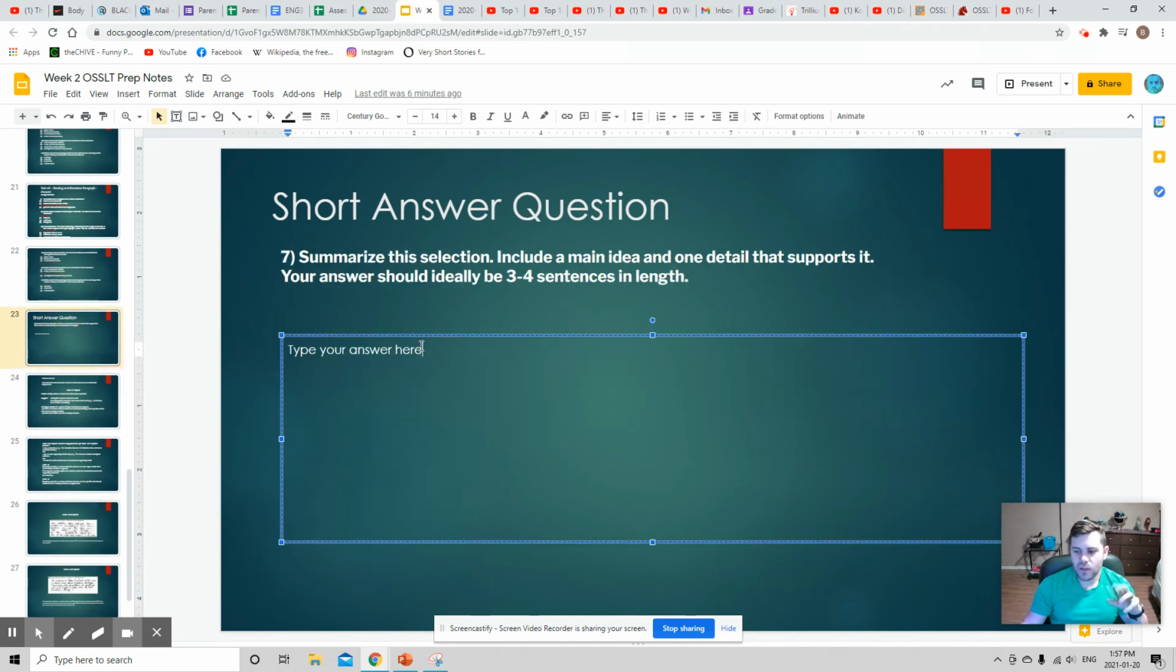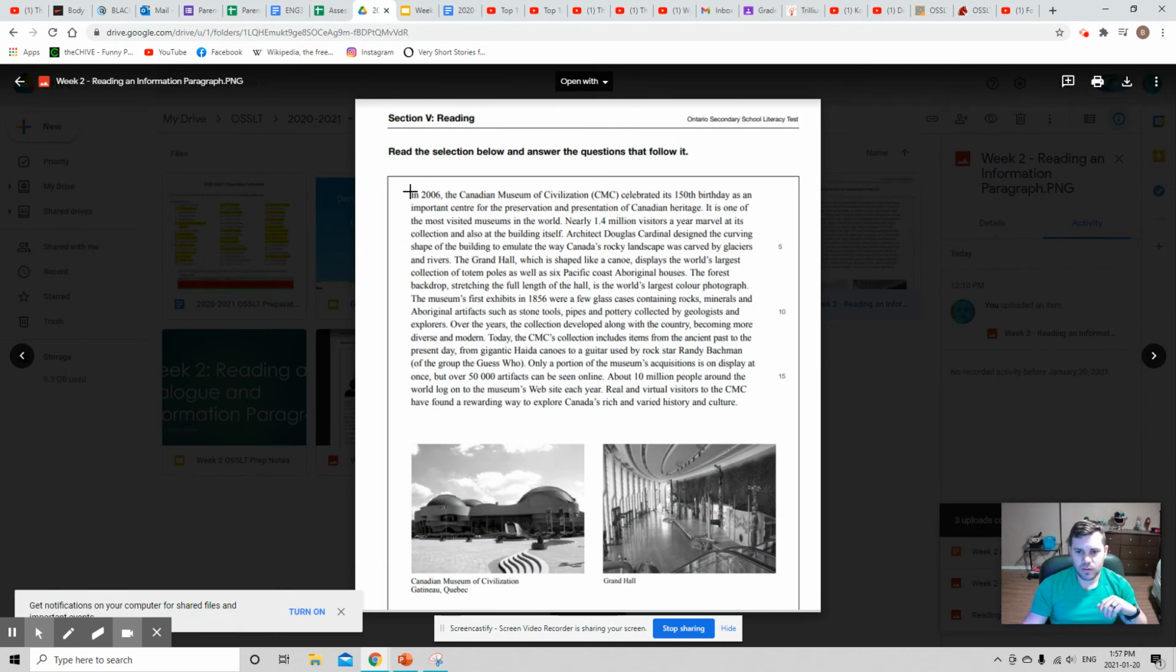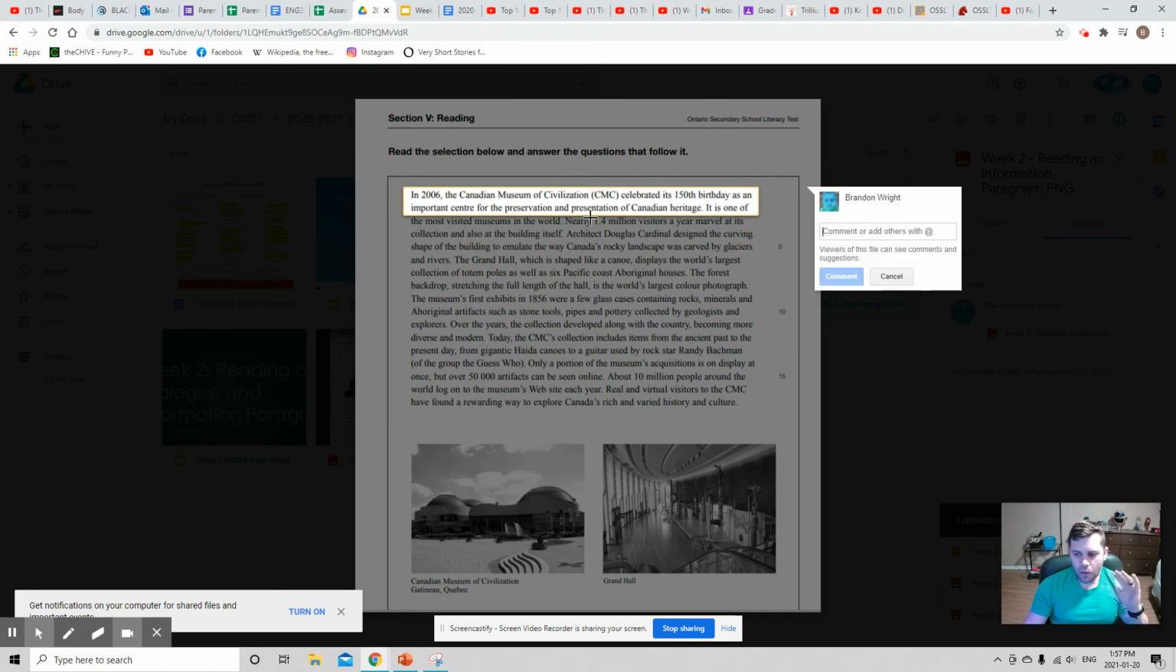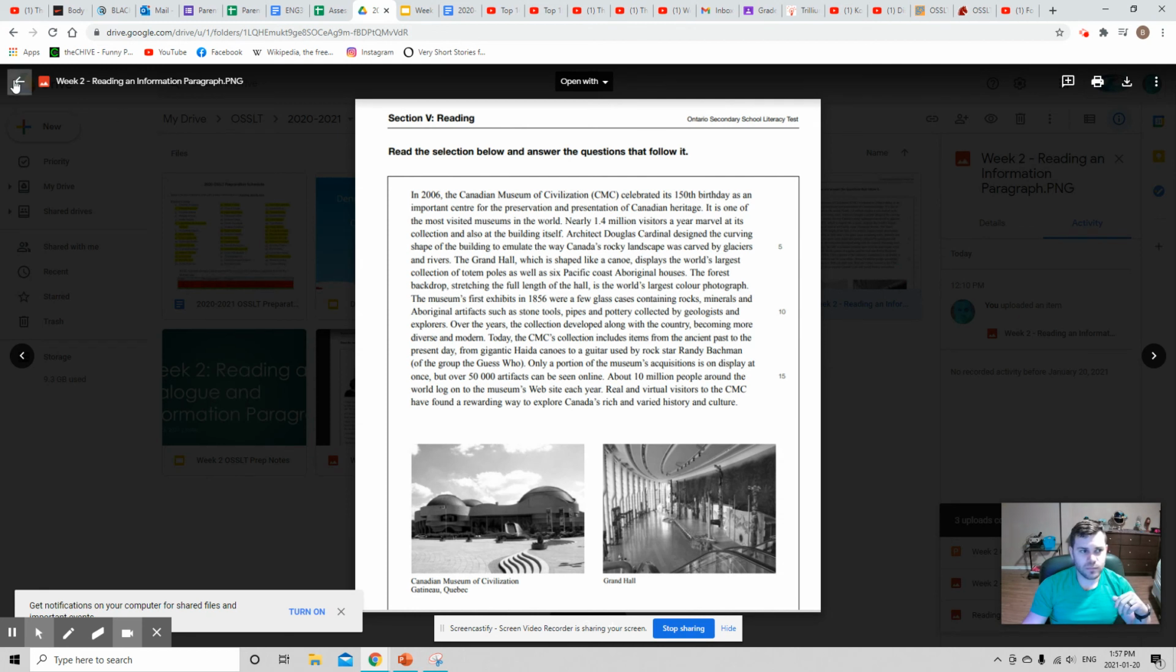The main idea is just, what is the purpose of this article? What are they trying to tell me in this article? And usually you can find the main idea in the first sentence. And then all the details that follow are just about why it's being celebrated as an important figure in Canadian heritage. And you'll learn that by reading the rest of the article. But your first sentence is basically your main idea, and everything else that follows are your supporting details.